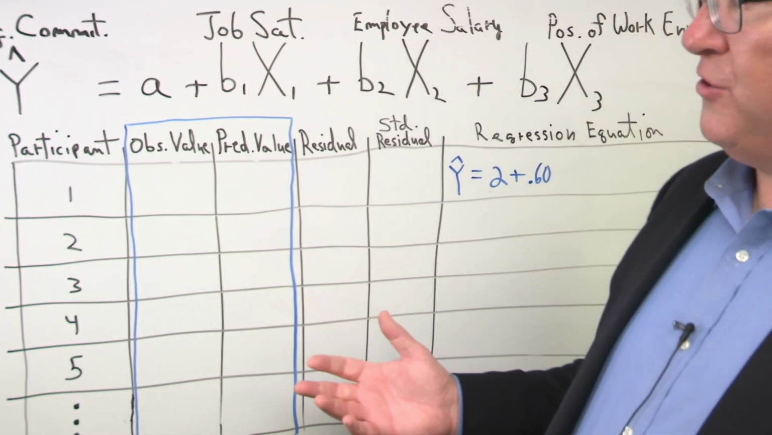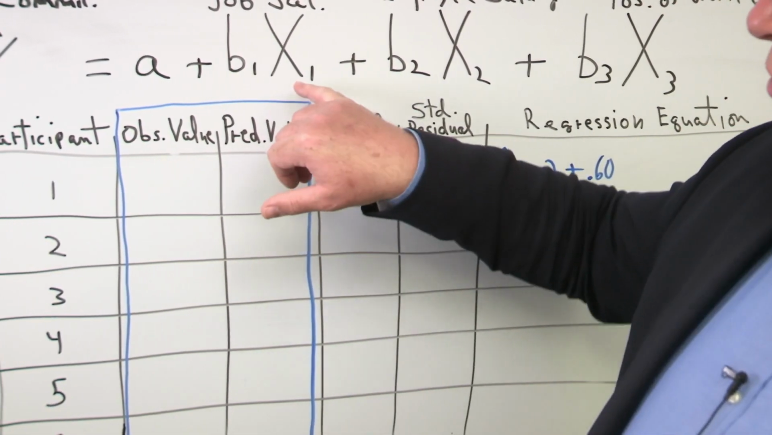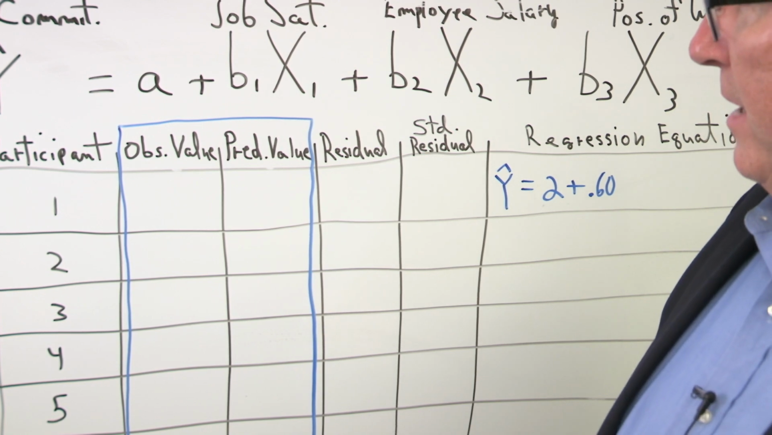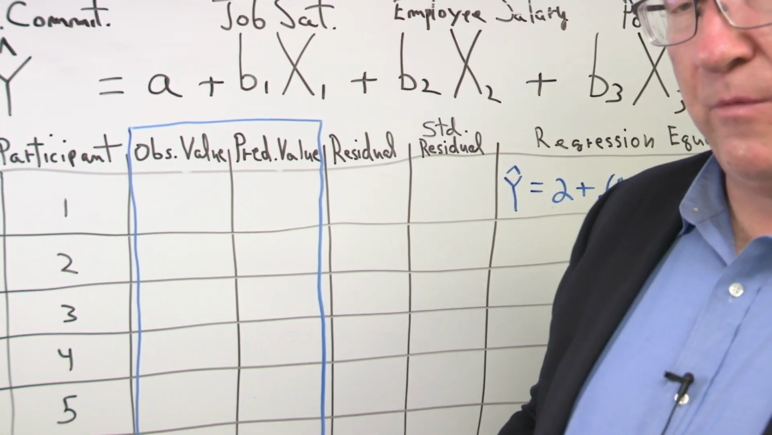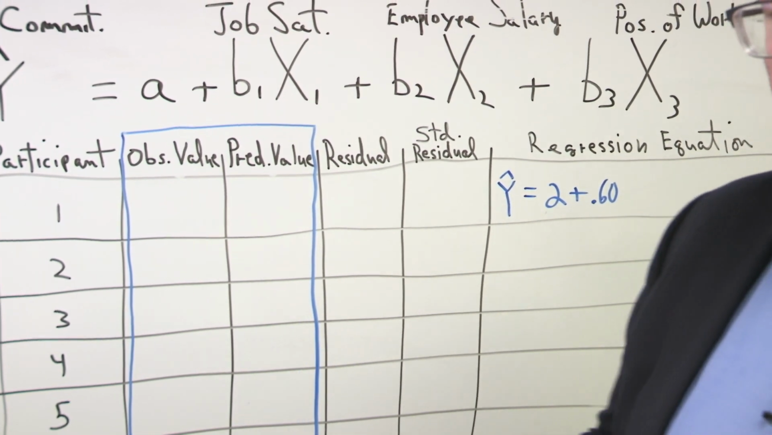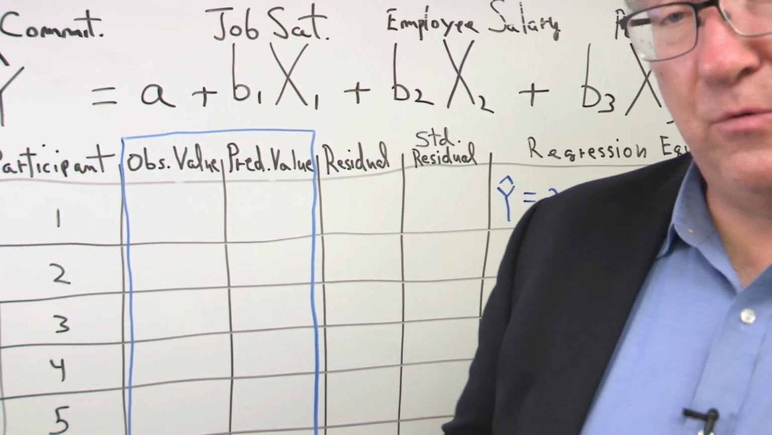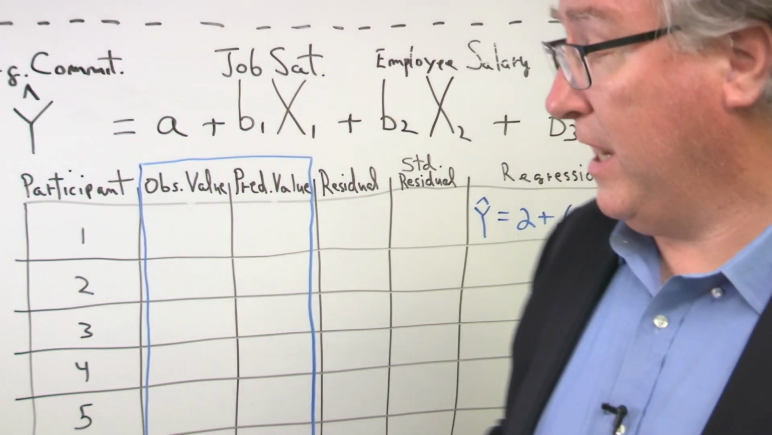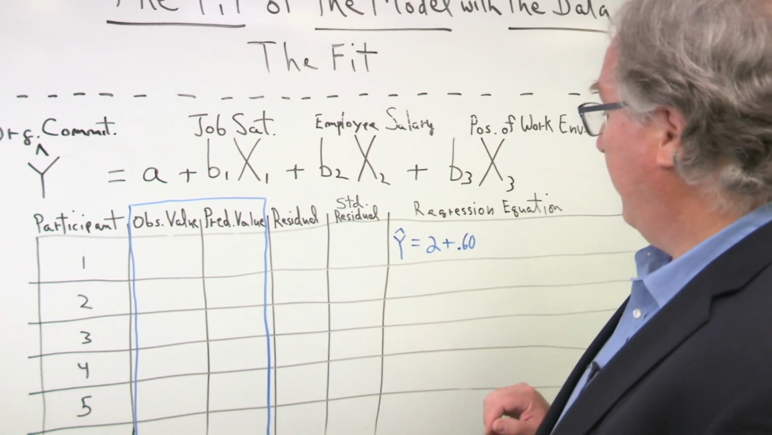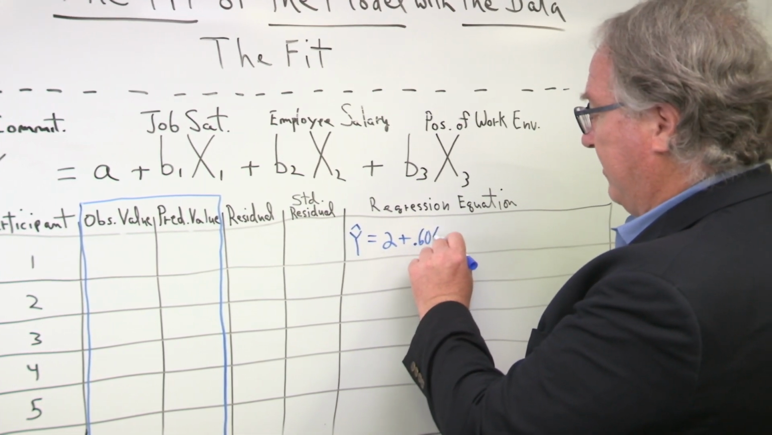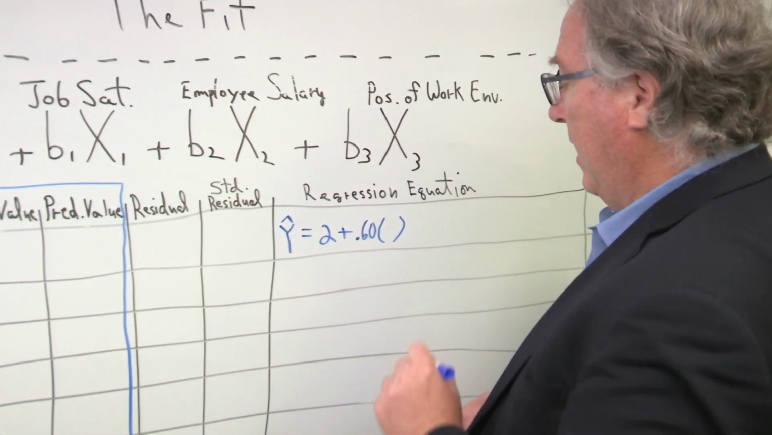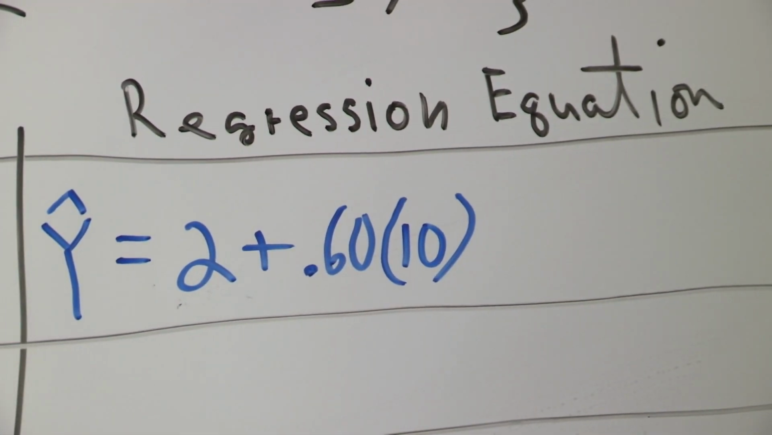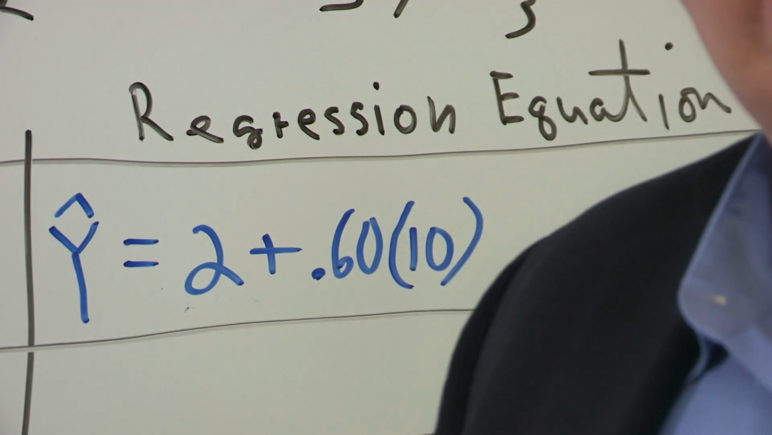When we got the measures back from participant 1, we scored them in terms of their score on job satisfaction. Let's say the score can be anywhere from 1 to 20. 1 would indicate a very low level of job satisfaction, 10 would be a moderate level, and 20 would be a very high level. Let's say that participant 1's score on job satisfaction was 10. That put them at a moderate level of job satisfaction.